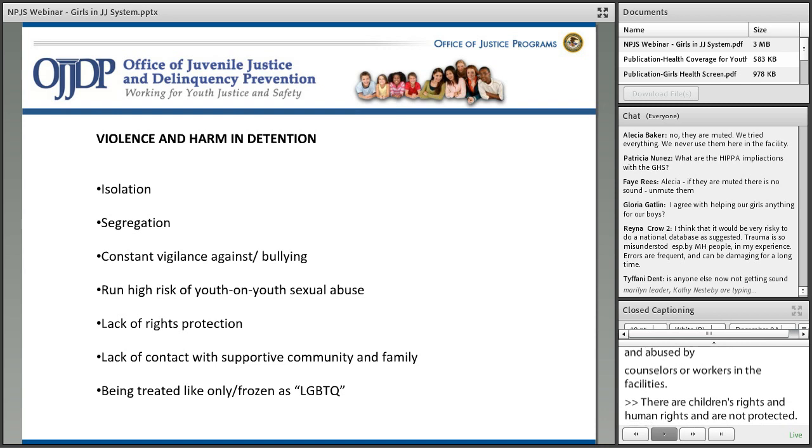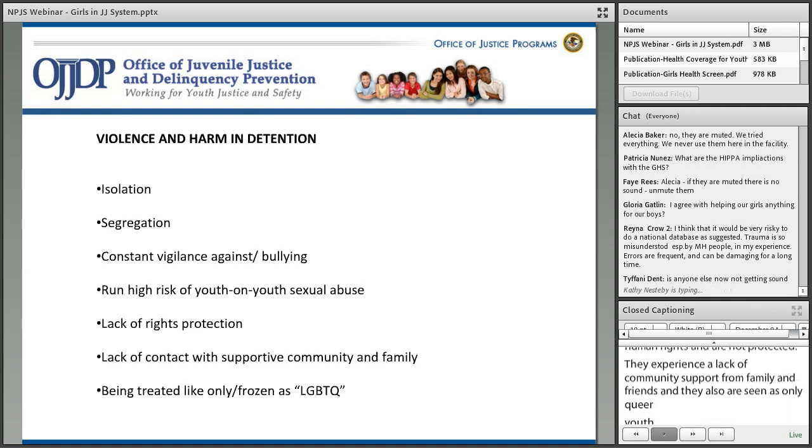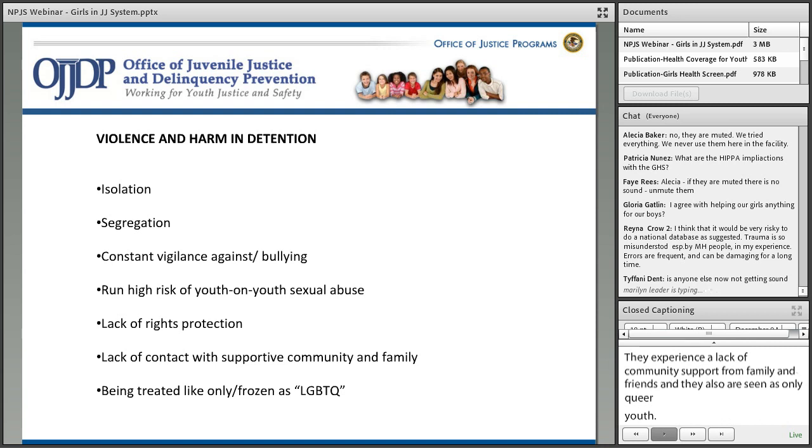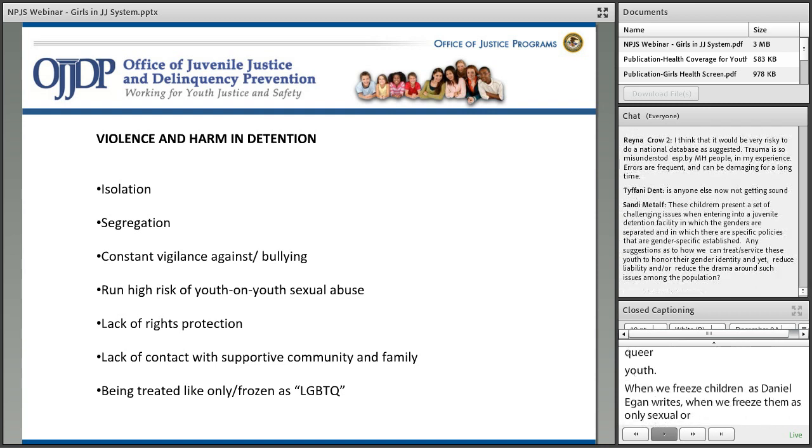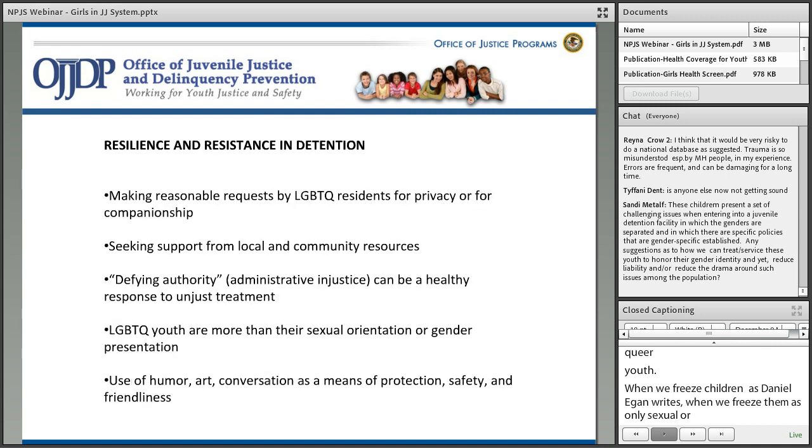And they also are seen as only queer youth. When we freeze children as only sexual, as Danielle Egan writes about, or only their gender identity, we miss all these other aspects of their lives and their personalities that help them live and thrive. So the story about queer and gender nonconforming youth is often told as all about violence and harm and abuse and homelessness.